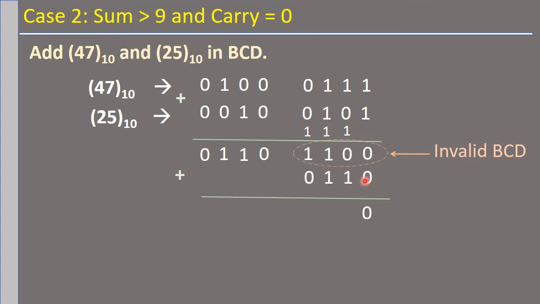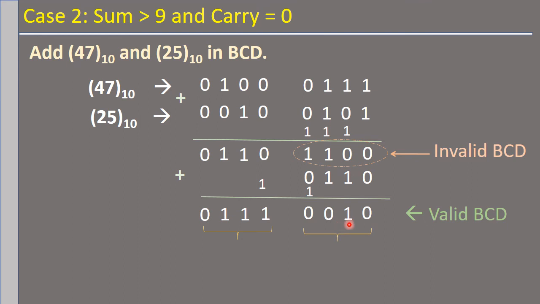0 plus 0 is equal to 0, 0 plus 1 is equal to 1, 1 plus 1 is 0 with a carry of 1, 1 plus 0 is 1 and 1 plus 1 is 0 with a carry of 1. 0 plus 1 is 1, 1 is written as it is, this 1 is written as it is and this 0 is written as it is. And this is a valid BCD result.